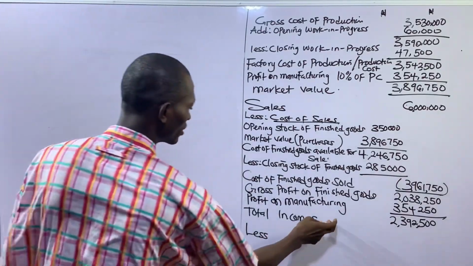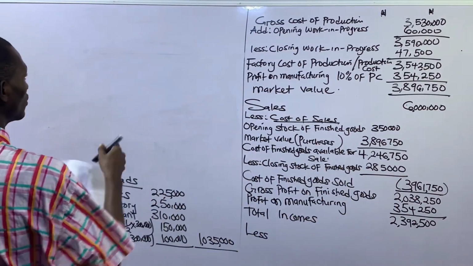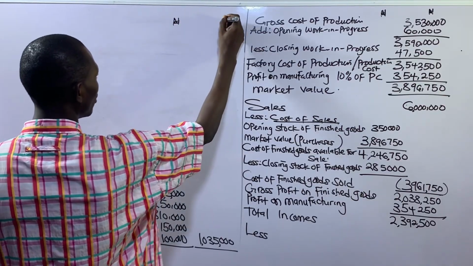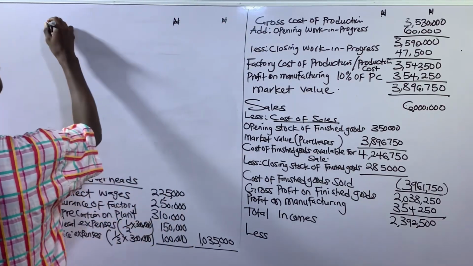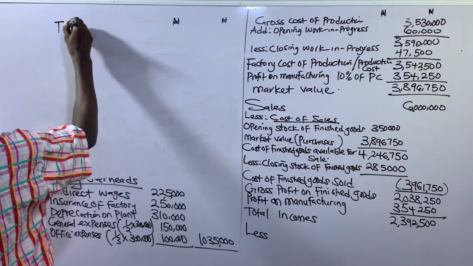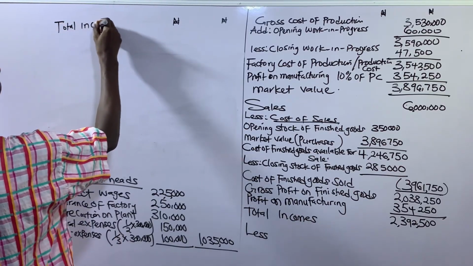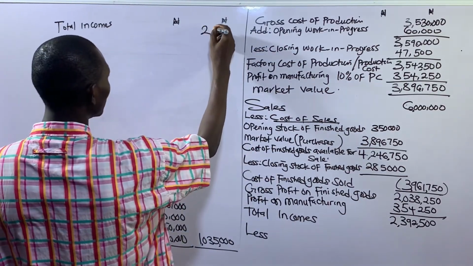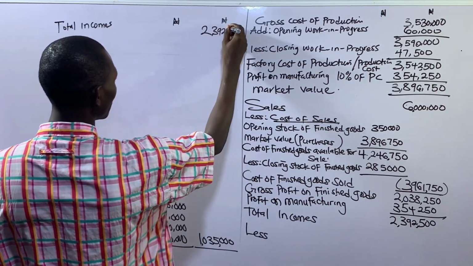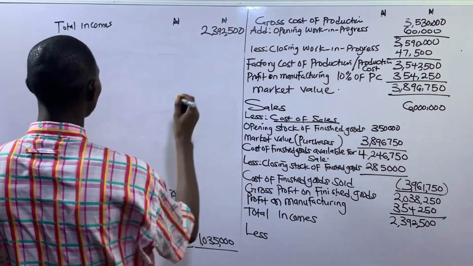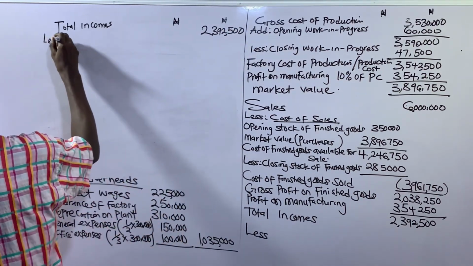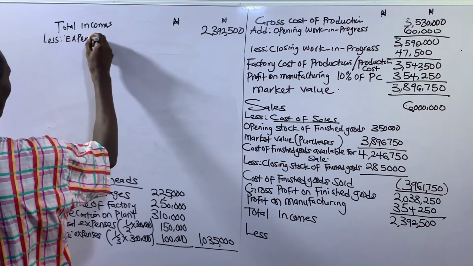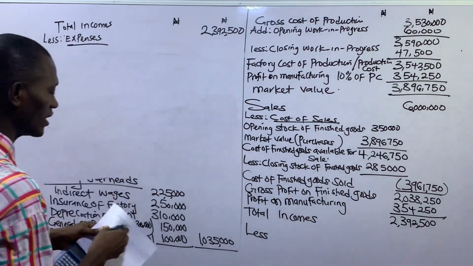So let me bring this income here. We have the income as the two columns. So the total income is 2,392,500. Then we less expenses. You can put all the expenses together.